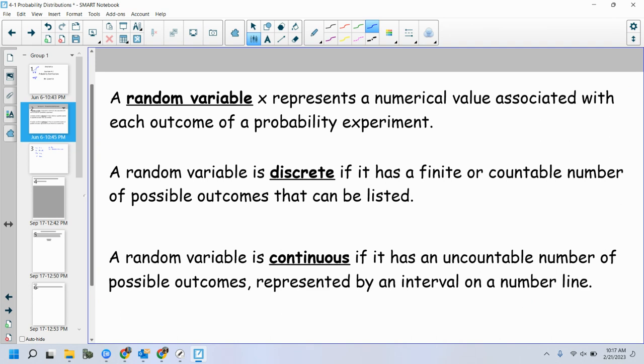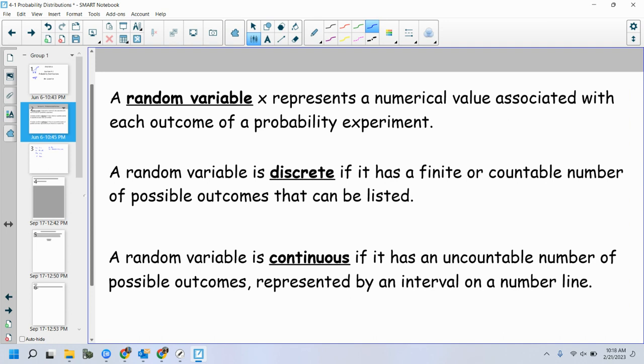First one that we have is called a random variable. A random variable x represents a numerical value associated with each outcome of a probability experiment. A random variable x.